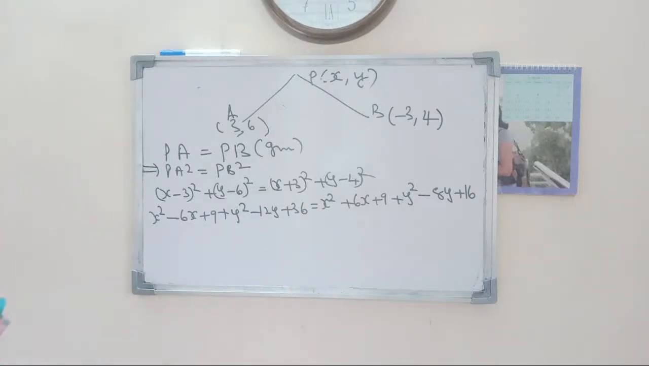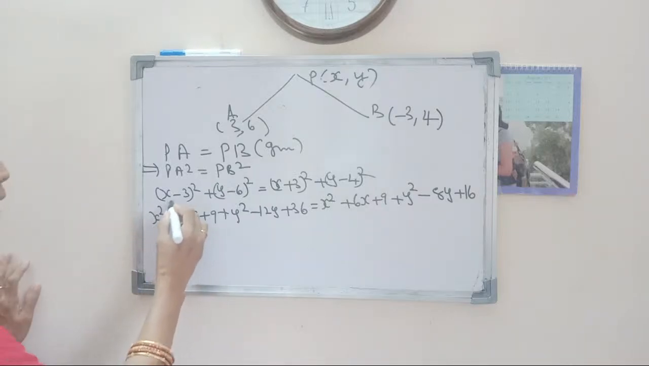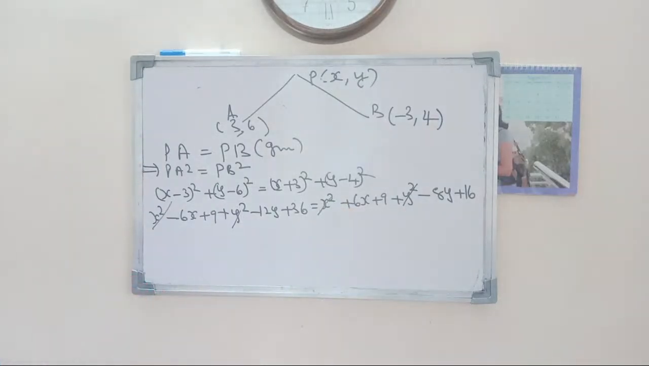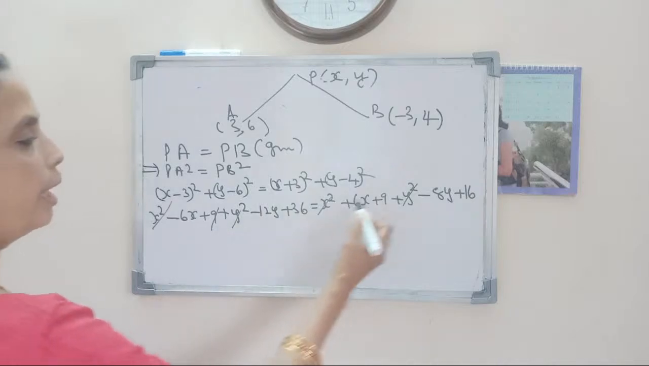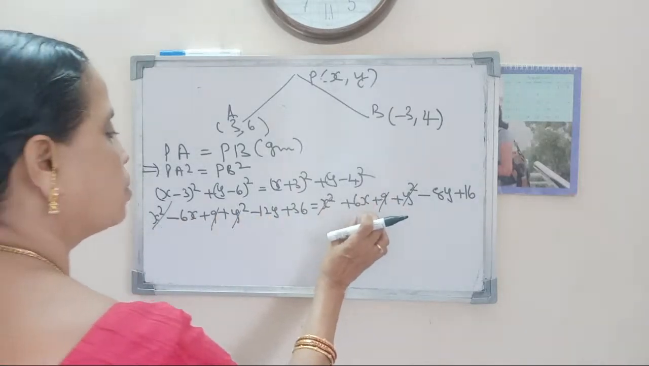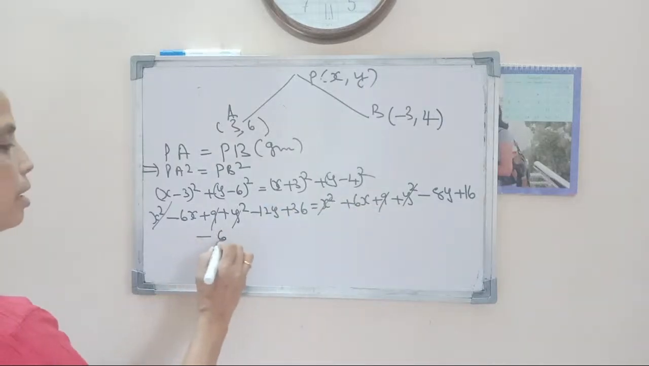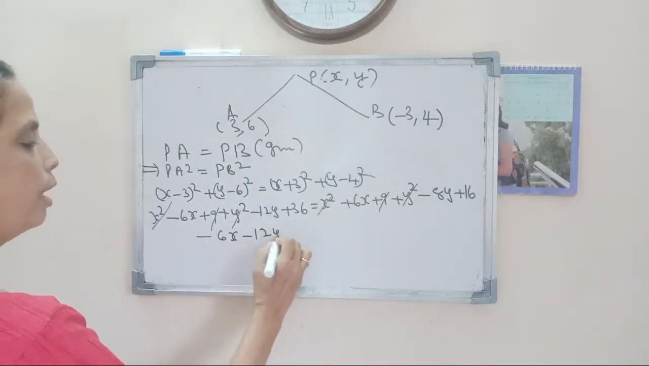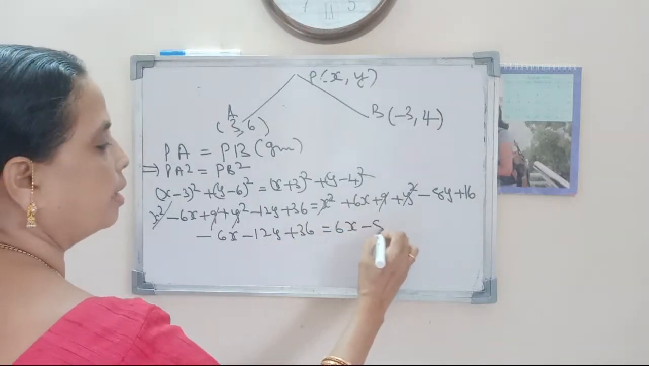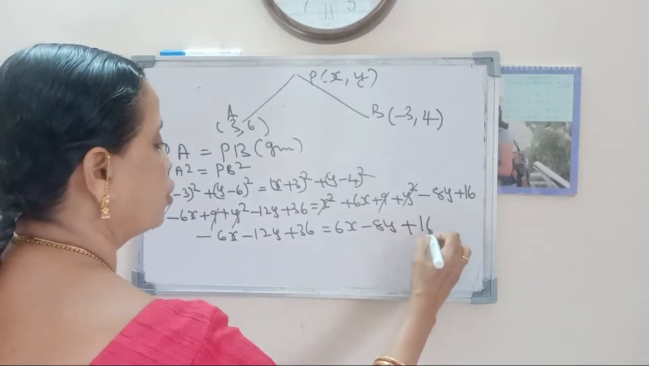So what is the next step here? We can cancel x square and y square from the LHS and RHS. Check any number here. 9 is there, that will cancel. That's all. I will transfer this. Before that I will write minus 6x minus 12y plus 36 equals 6x minus 8y plus 60.